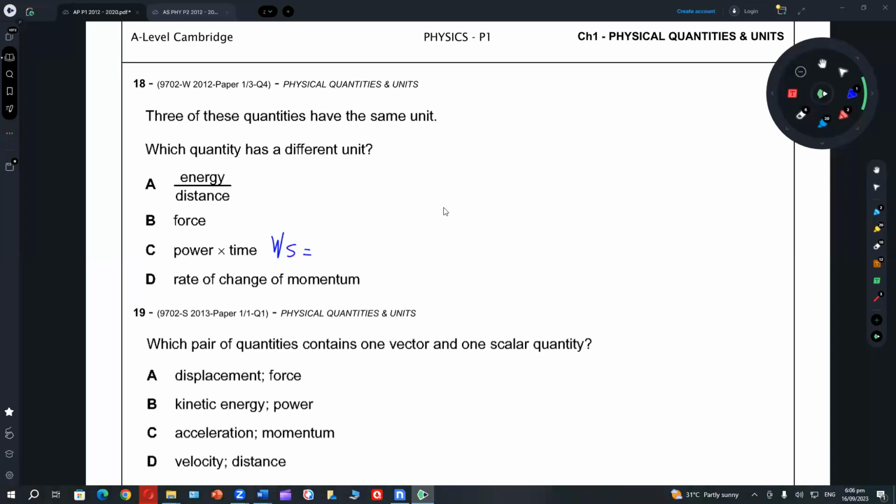Watt second. What is power itself? Joule per second. Joule per second into second will be equal to joule. Second will be cancelled out. Force is Newton. Newton is equal to kg m s minus 2.